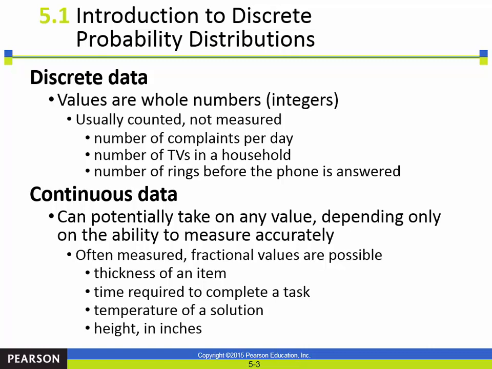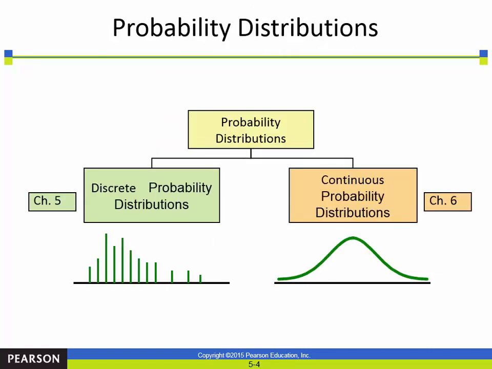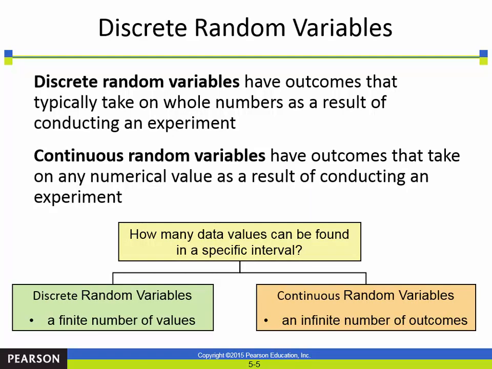Continuous data, like I said, can take on any value, and it's usually measured rather than counted. So how thick is something? How much time does it take to do something? What's the temperature of something? Those are measured things. So this chapter deals with discrete data. We'll see that discrete distributions have these sharper data points as opposed to continuous, which are more smooth.